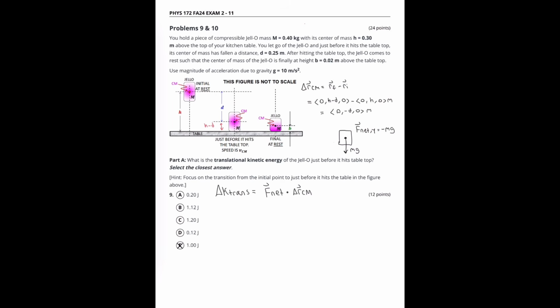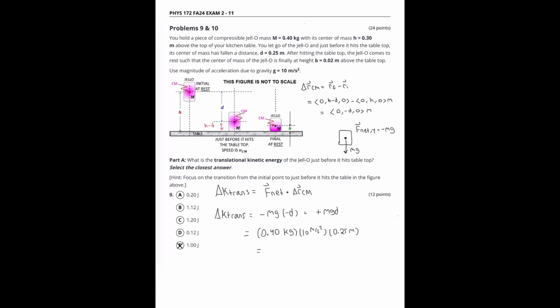So now that we have that, we can say the translational kinetic energy is equal to our F net of minus mg times our y component of the change in position, which is negative d. So that will be positive mgd. And when we simplify that, we get 0.40 kg times gravity, 10 meters per second squared, times our distance d, 0.25 meters.